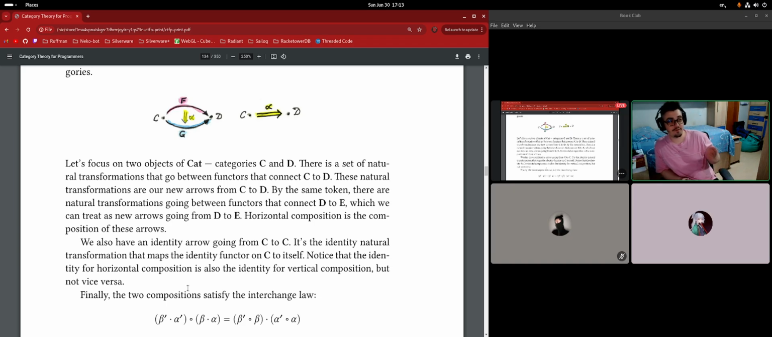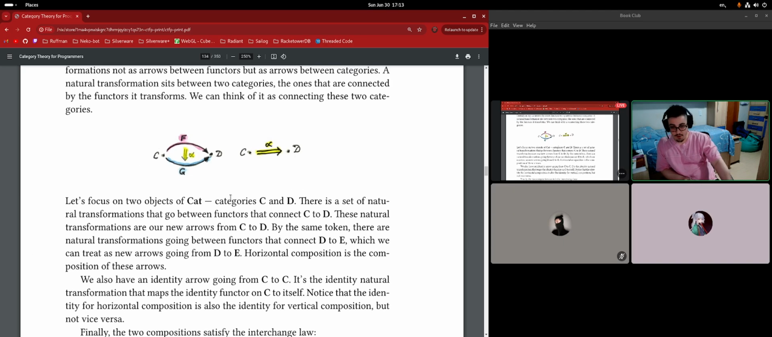Wait a moment before you continue. Let's try to go over again. And because I don't know if I understand it, maybe you can try to help me, and maybe you're going to figure it out yourself as well. Okay. So let's focus on two categories, C and D. That's fine. There is a set of natural transformations that go between functors that connect C and D. That's also fine. We have a bunch of alphas, basically.